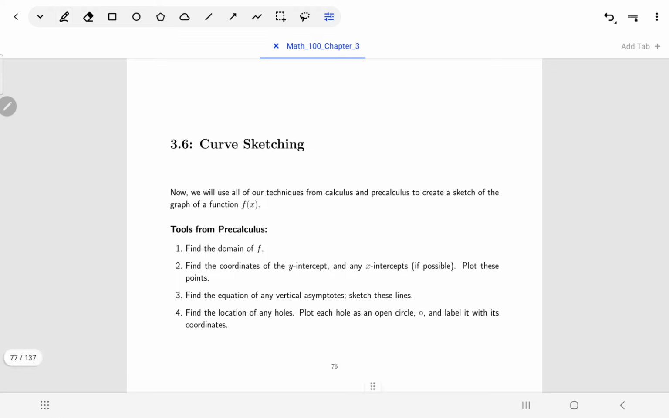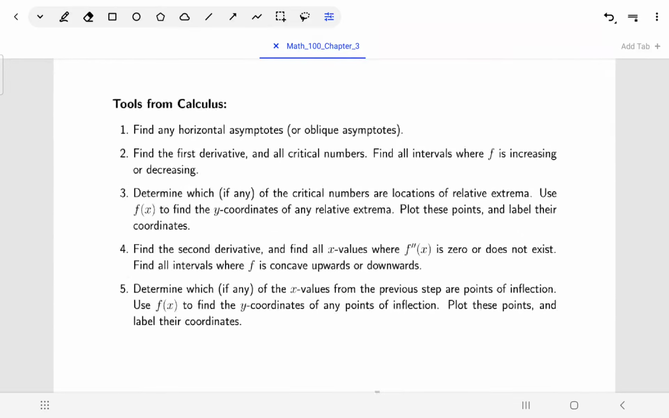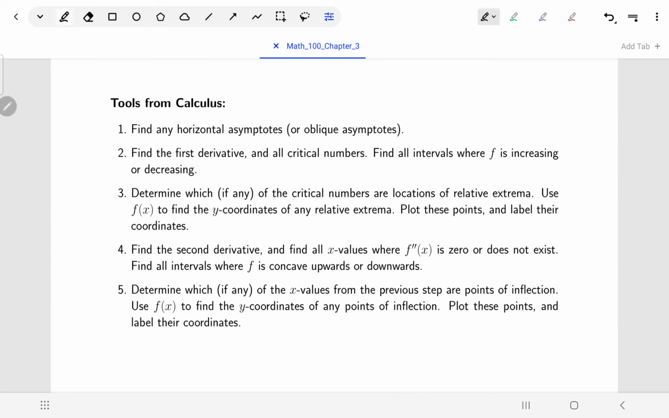But now the big thing that we'll be able to do is now apply all of the calculus side of things. So first off, we'll be able to find via calculus horizontal asymptotes or oblique asymptotes, and that was what we did back in 3.5. So all of those limits as x approaches infinity or negative infinity.